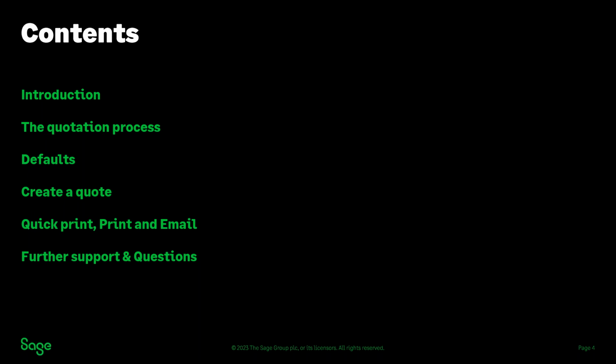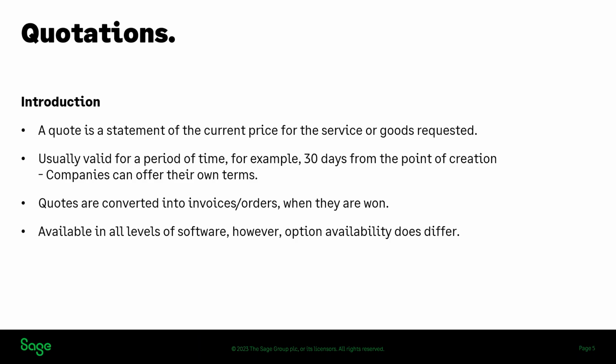Right, so a little bit of background first of all, just in case anyone's not really been involved with a quotation process before. Basically, a quote is a statement of the current price for the service or goods that are being requested. Now, it mentions the current price there, but although when you enter a quote, it will bring through the current price for the goods that you've entered, you will still be able to override that. So if you want to quote a special price, you can do that.